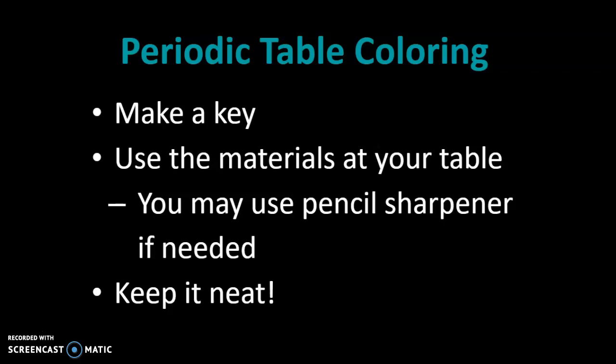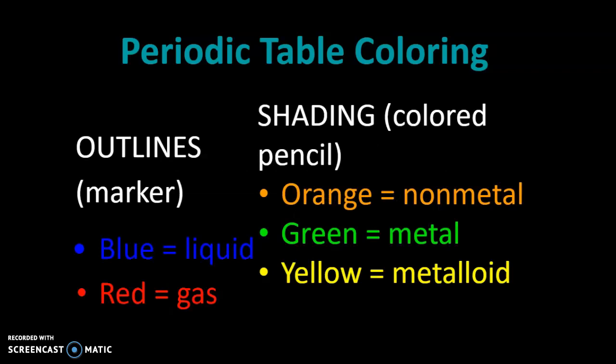If you look at the key, I can give you an example where you can use blue for liquid and red for gas as an outline, and solid you can just leave without an outline because there are so many solids in there. And then for non-metals I have given orange, for metals green, and for metalloids yellow. So this is what my key is. Similarly, you can make your own key to identify these 6 categories and you can use it.